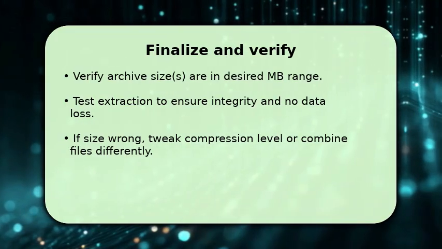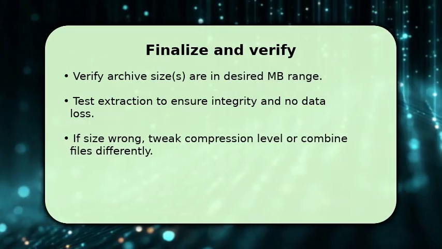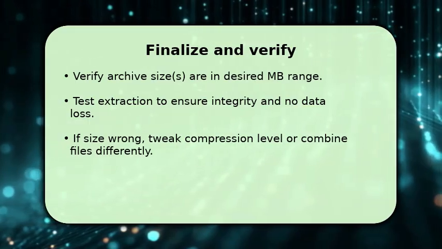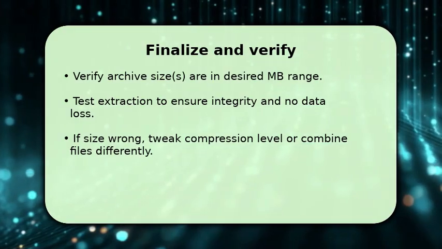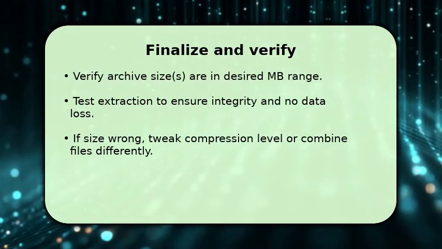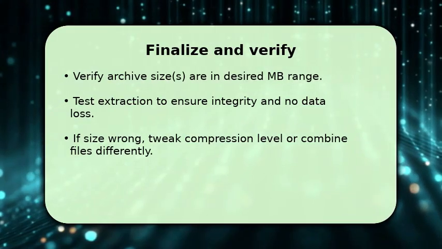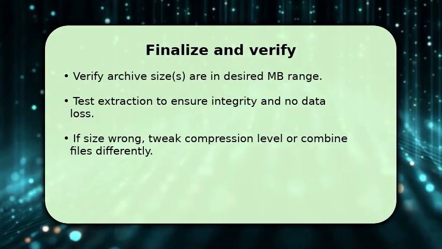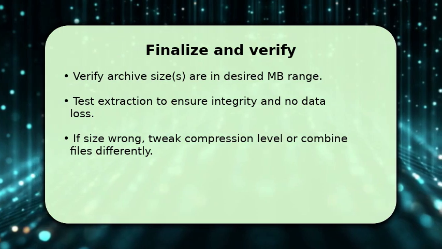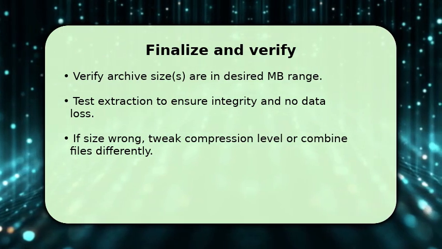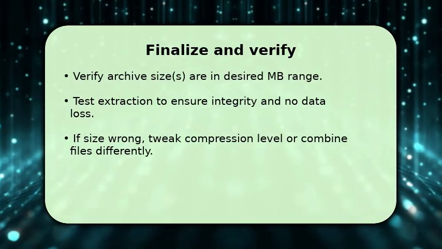If archives are still too large, recombine small files into containers before compressing or change to a stronger algorithm like 7Z with larger dictionary. If too small or slow, lower compression level. Make sure to keep original files until verification finishes. Troubleshooting tip. If corrupted archives appear, rerun with no splitting and test again to isolate the problematic file.